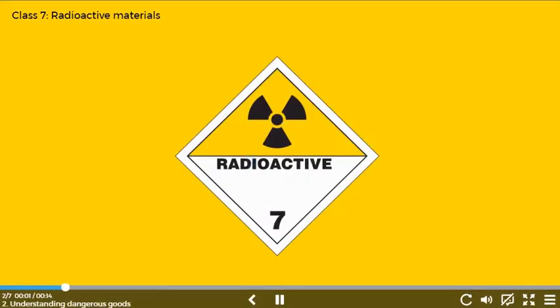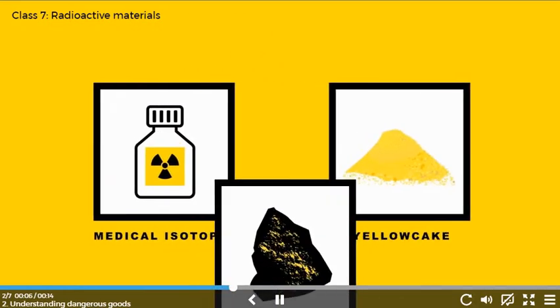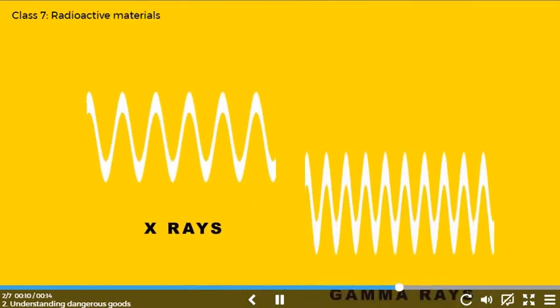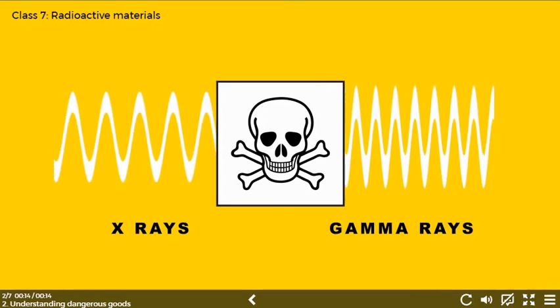Common examples of radioactive materials include medical isotopes, yellow cake, and enriched uranium. They emit X-rays and gamma rays that present a severe risk to human health.